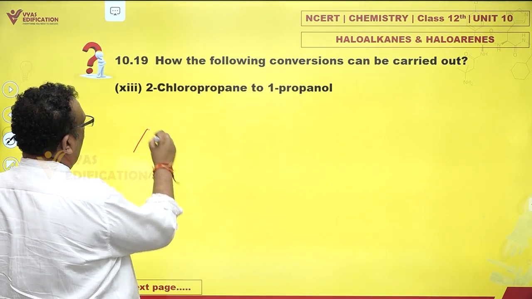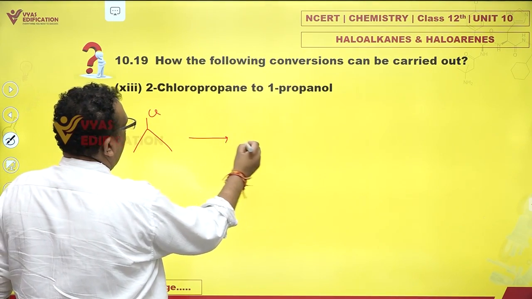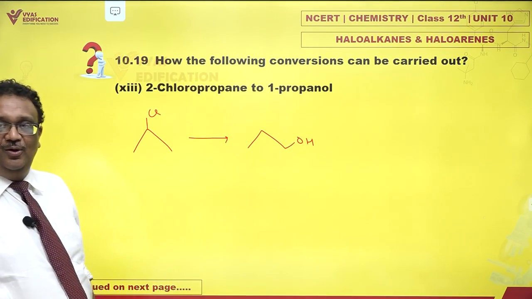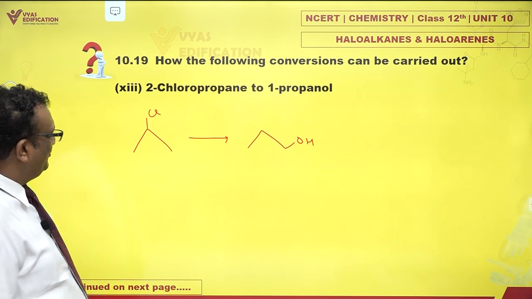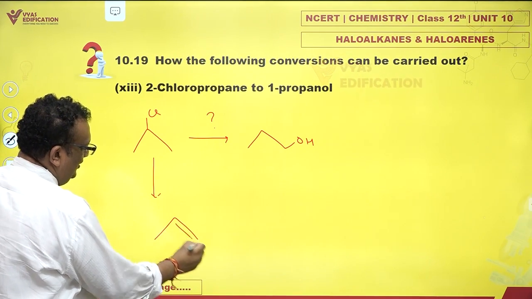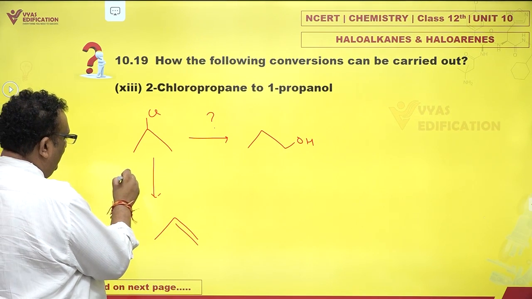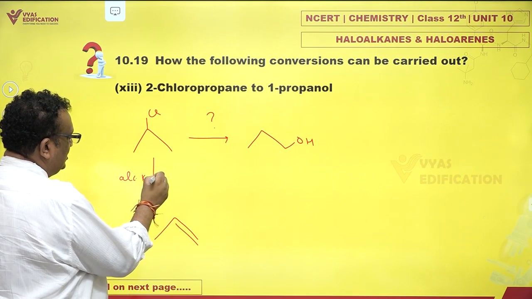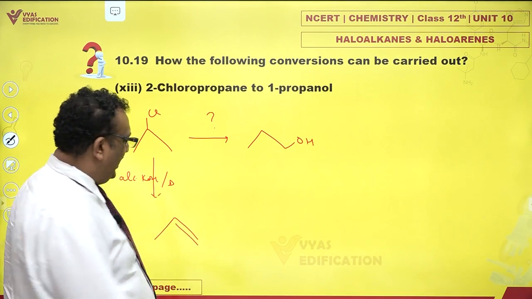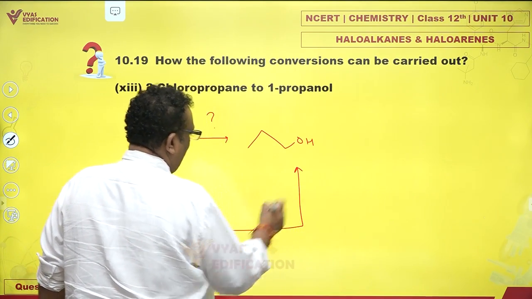You have 2-chloropropane and you want propan-1-ol. Now this is interesting. How do you do that? Not difficult again. Get propene. How? Alcoholic KOH, heat. Propene to propan-1-ol, anti-Markovnikov addition of water.